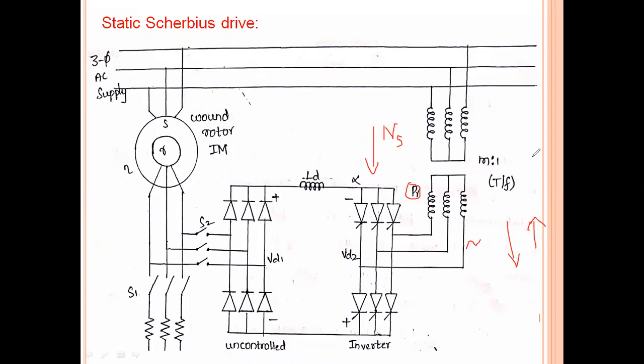That means the input power factor of the supply will go down. That means we will have a poor power factor across the input terminals throughout the operation of a static Scherbius drive. This is the major disadvantage of this drive. Efficiencies are higher, but we will get a poor power factor.